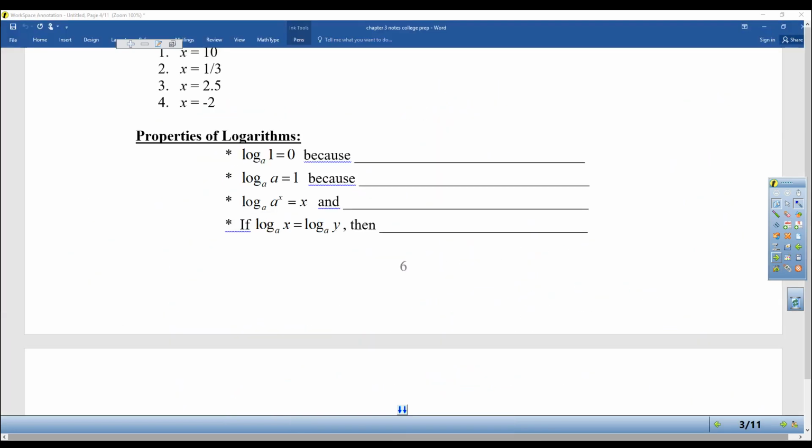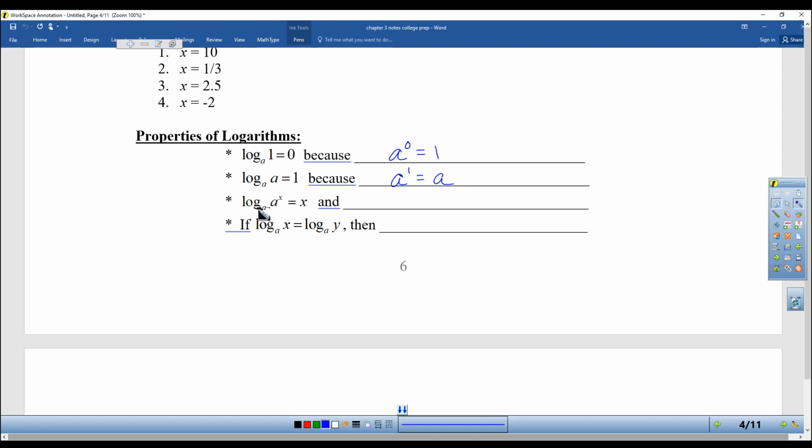Properties of logarithms. Just like I'm hoping that by now you know that any number to the 0 power is 1, similarly, if you ever have log base a of 1, it's always going to come out to be 0 because they're just inverses of each other. Log base a of a, if the base of the log is equal to the number that you're taking the log of, it's just going to be 1. And why is that? Because a to the 1 is equal to a.